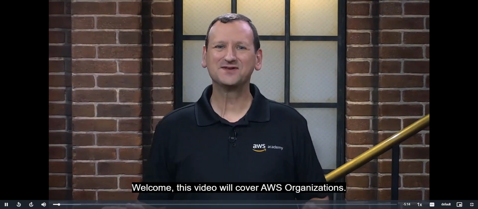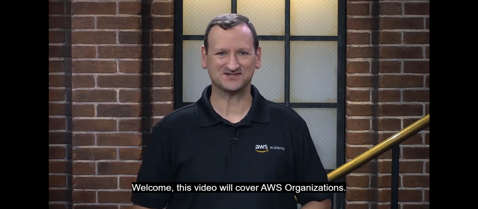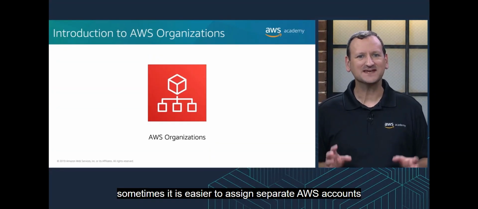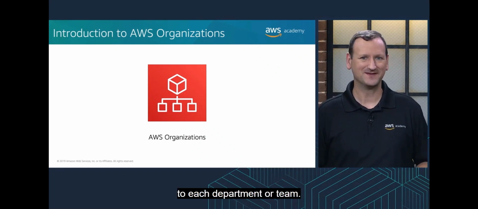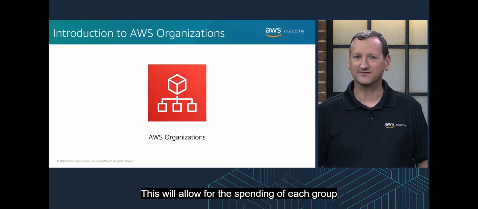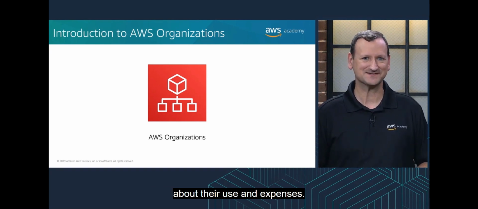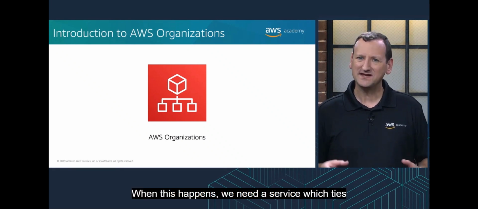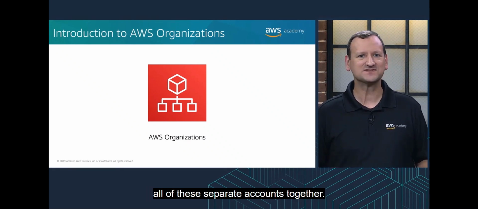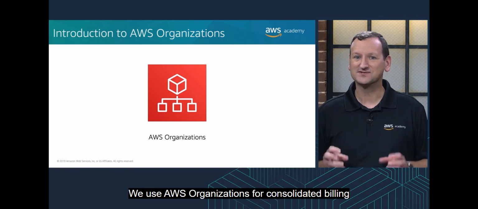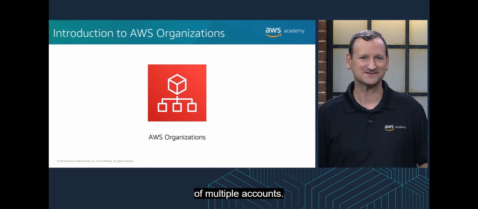Welcome. This video will cover AWS Organizations. Depending on the size of your business, sometimes it is easier to assign separate AWS accounts to each department or team. This will allow for the spending of each group to have a clear and defined report about their use and expenses. When this happens, we need a service which ties all of these separate accounts together. We use AWS Organizations for consolidated billing of multiple accounts.